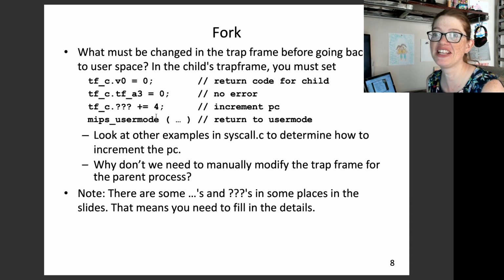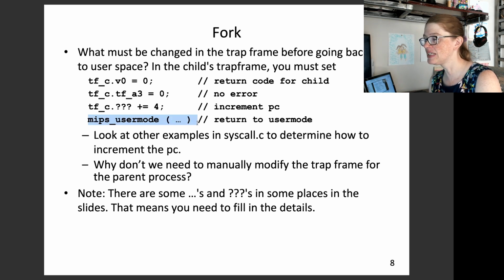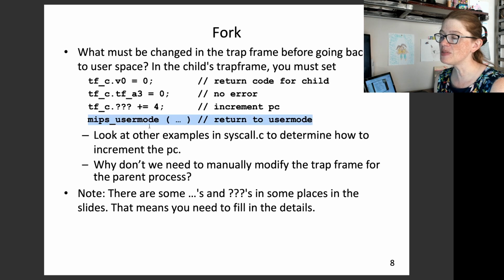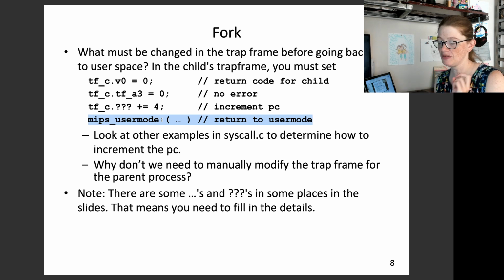Oh, look, more hints on the next page. This is more of the body. You'll note the last bit, which I've neglected to mention here. At the end of enter forked process, you need to force the child thread to return to user mode, and that's what MIPS user mode does. It's effectively returning from a fake exception.